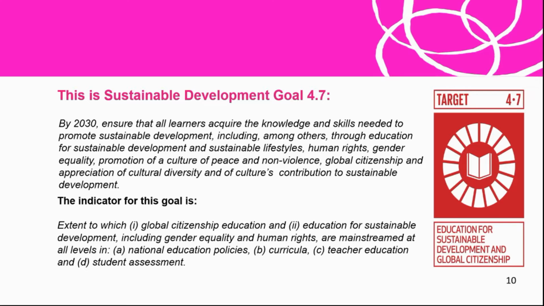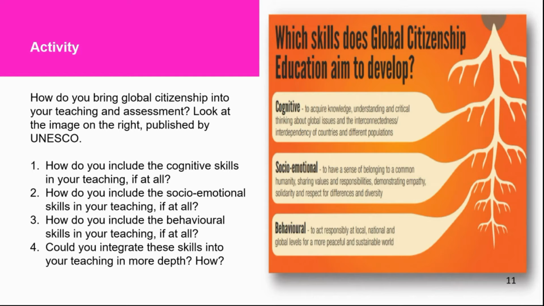So the expectation is that this Sustainable Development Goal 4.7 and all of its indicators are mainstreamed in all levels in the national education policies, in the curricula, and teacher education and the student assessment, so that every aspect of our education system has this covered. And I think it's a very important point to make that citizenship, global citizenship, is a very, very important skill that our students must have.